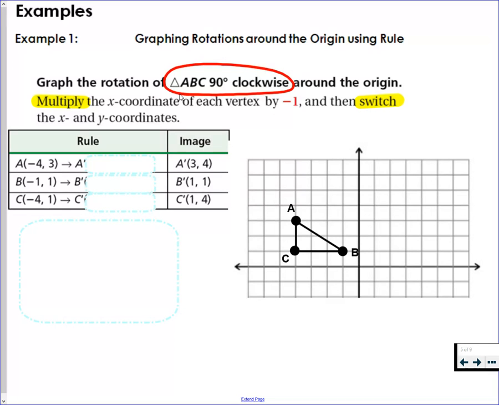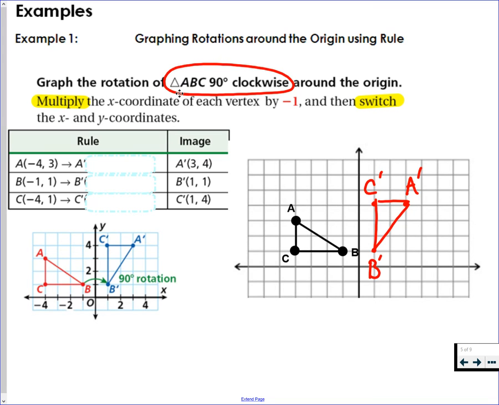So A prime is at 3, 4, 1, 2, 3, right there, A prime. B prime is at 1, 1, and C prime is at 1, 2, 3, 4. So right here is my new image. There it is, looking a little bit better than what I have. But the rules, the way that they write this, showing the work, I think is a little bit confusing. Personally, if I were you, I wouldn't even worry about this part right here.